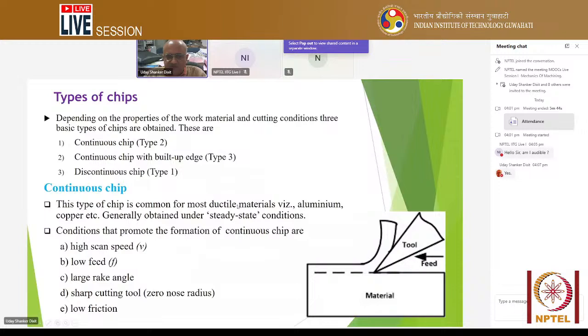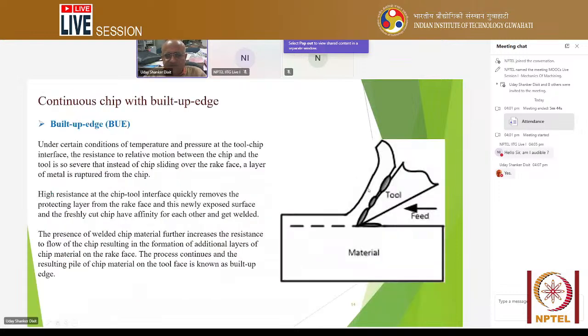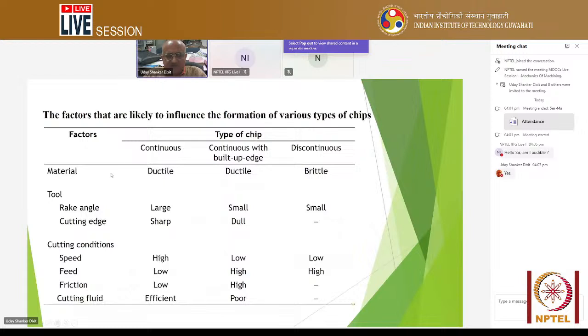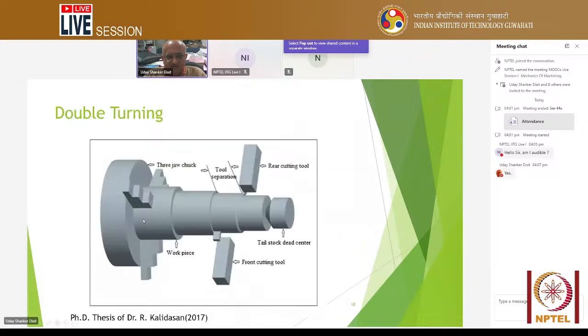We told that different types of chips can be there depending not only on the material but also on the processing conditions. So for example, continuous chip with built-up edge, which is not desirable, and then discontinuous chip. And these are the factors: continuous chip if you have ductile material, discontinuous if you have brittle material, like that. We have other conditions also.